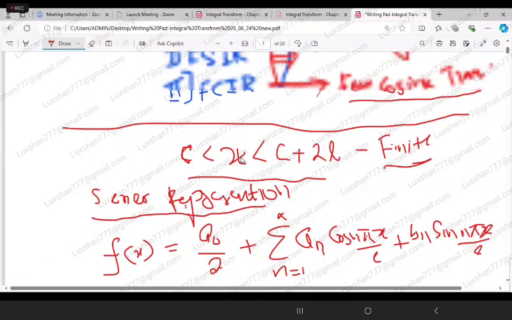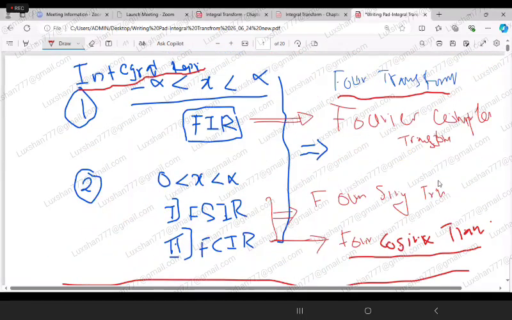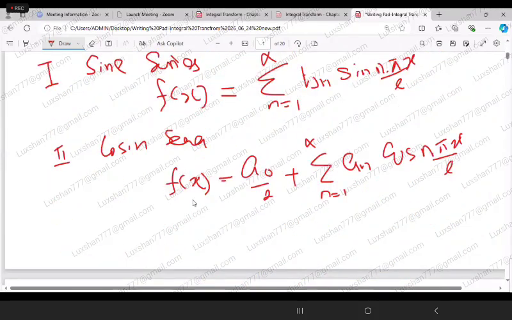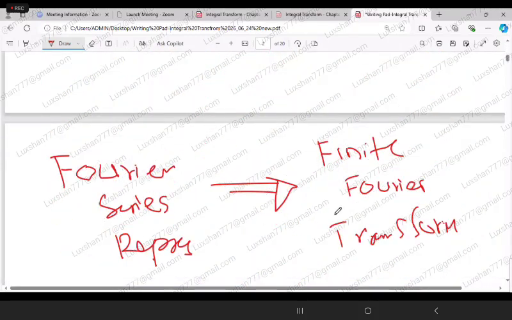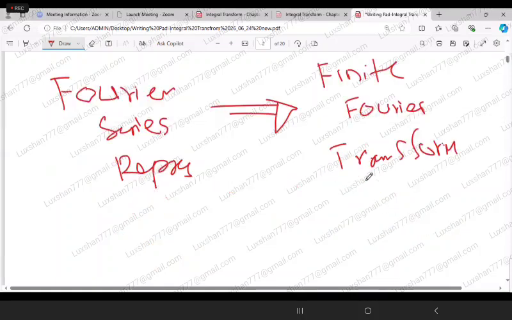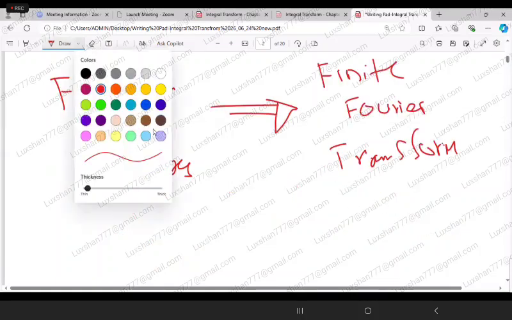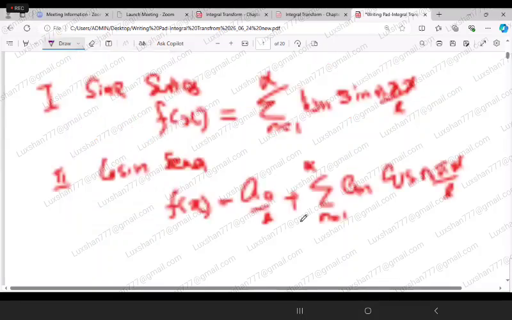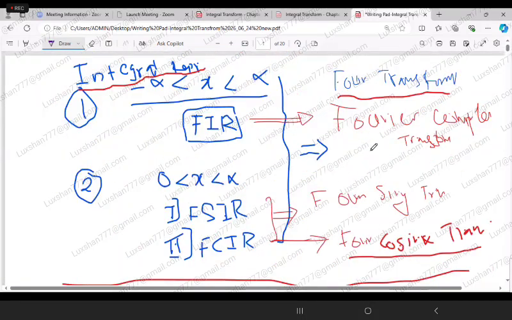Similar to this one, using the integral representation, you have three types of Fourier transform. Similarly, using the Fourier series representation, you can define the finite Fourier transform. Here, you have to note this carefully. We have three types of transformation: the complex transformation, the sine transformation, and the cosine transformation.